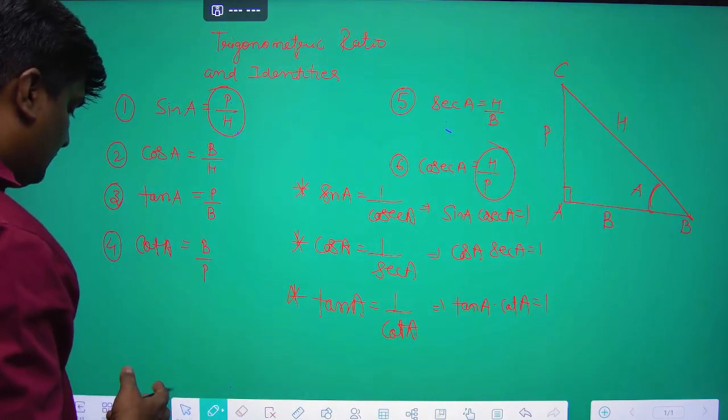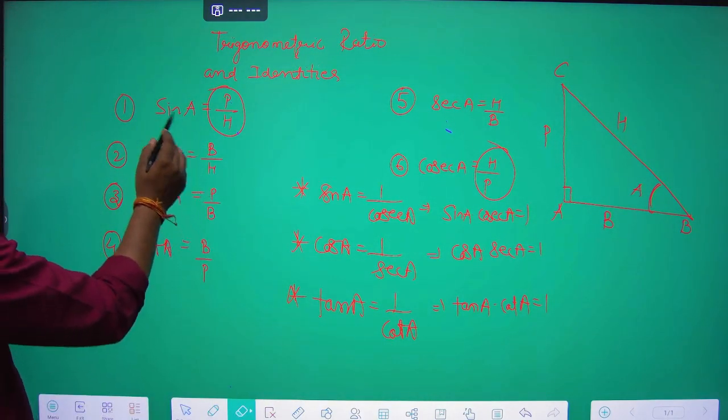Okay, now the next part is trigonometric identity.